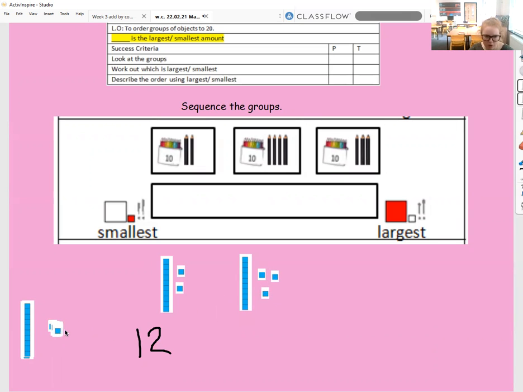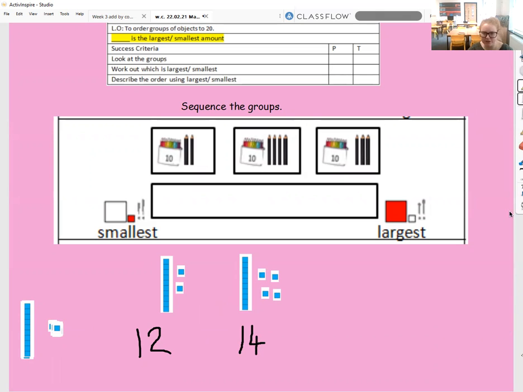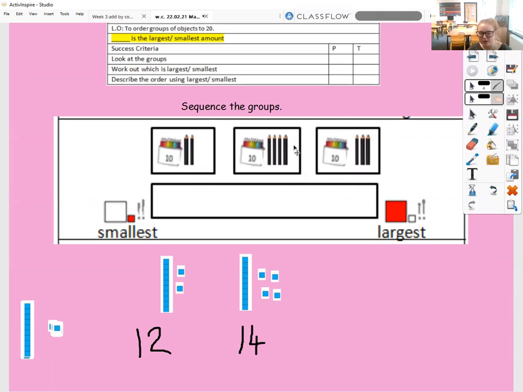So how do we write that? What number does that make? 1 ten plus 4 ones equals a whole, which is 14. Fantastic. Okay, let's look at this group here.